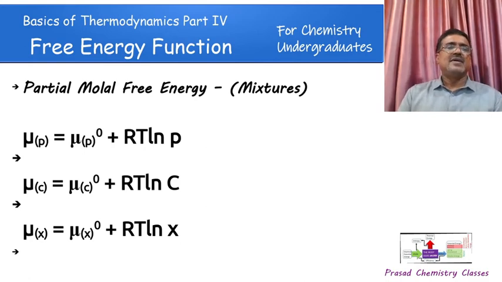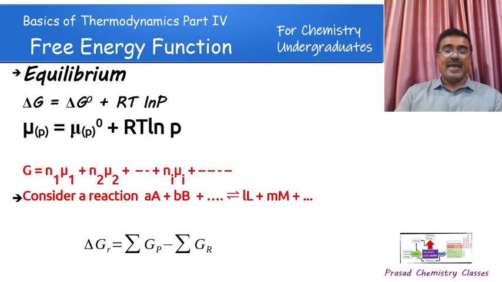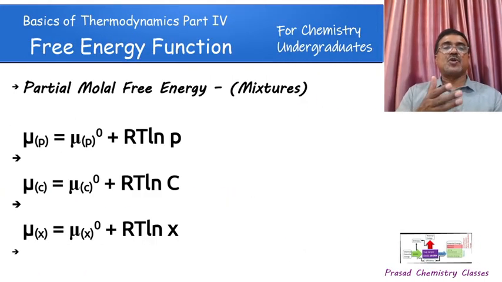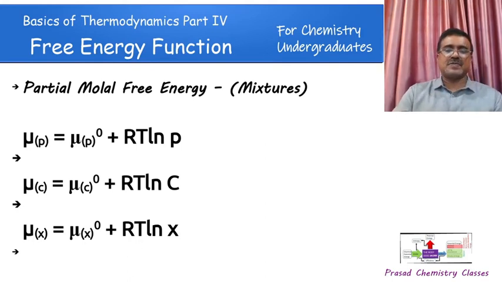Or we can express it in terms of the mole fraction as well, X. And what will be mu0x in this case? When the mole fraction is 1, that is the pure substance. And we know x will always be less than 1 in a mixture, so mu will be less than mu0 in such a case. And we have to see that mu0p, mu0c and mu0x are constants, but they will have slightly different values.